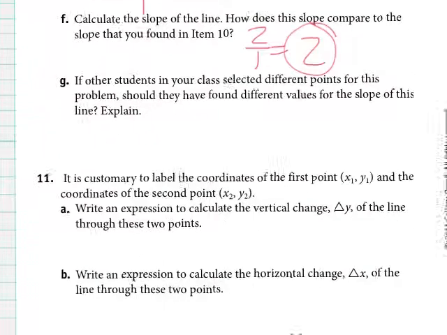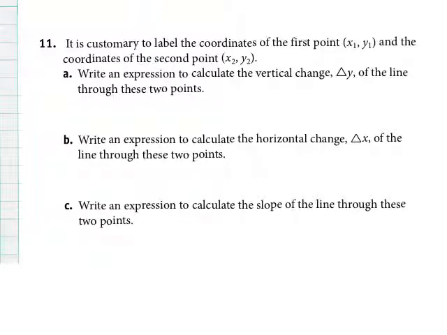Now I want you to apply that same exact concept to number 11. Instead of numbers in the ordered pairs, it gives you two random ordered pairs, x1, y1, and x2, y2. You're going to calculate the vertical change, or the change in y, and then the horizontal change, or the change in x, and then write the formula for slope. No numbers involved here, just using those two arbitrary points to come up with the formula for slope. Try to get through this with your partners.